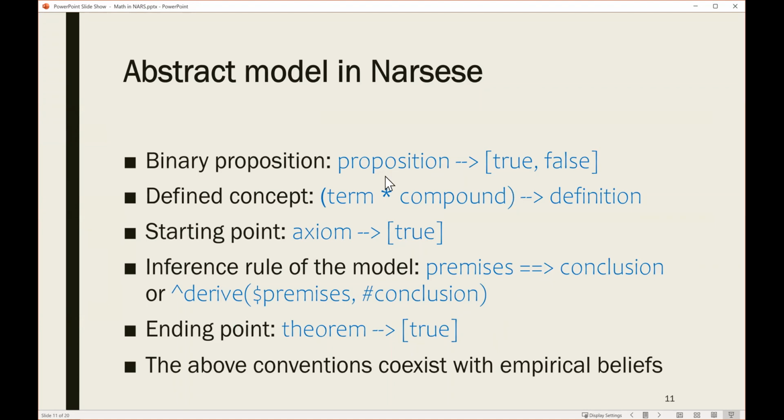So what is the relationship between this thing and the empirical beliefs? Meaning, do we still have the Narsese truth value attached to each of these? Yes. Okay, so they coexist within the system. Yeah. So you can say, I believe this to be true to a certain degree, but this true and that truth value are different things.